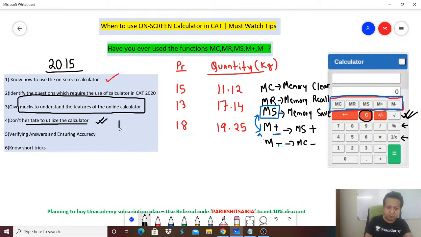So definitely do not hesitate to utilize the calculator as and when required, and be confident of the BODMAS rule. Please be very, very careful of the BODMAS rule. I hope you all are aware of it: Brackets, Orders, Divisions, Multiplications, Additions and Subtractions.